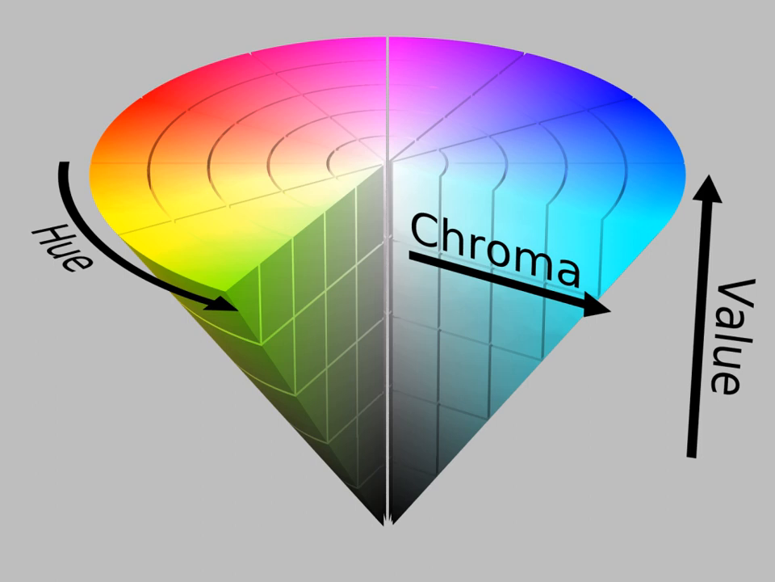To make our definitions easier to write, we'll define these maximum, minimum, and chroma component values as M, m, and C, respectively. M equals max(R, G, B), m equals min(R, G, B), C equals M minus m.